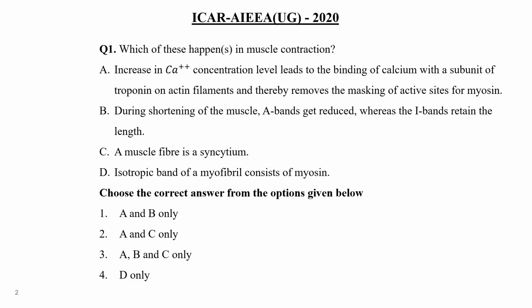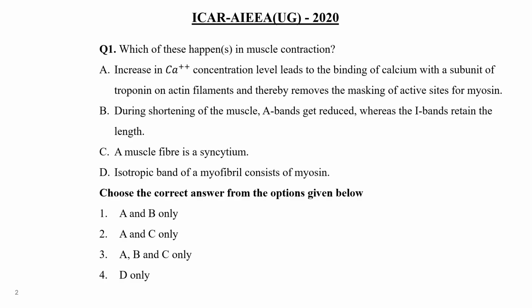A, increase in calcium concentration level leads to the binding of calcium with a subunit of troponin on actin filament and thereby removing the masking of active site for myosin. B, during shortening of muscles, A band gets reduced whereas I band retains the length. C, a muscle fiber is a syncytium. D, isotropic band of myofibril consists of myosin.